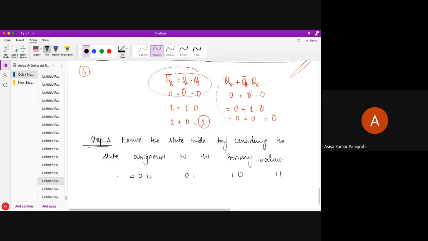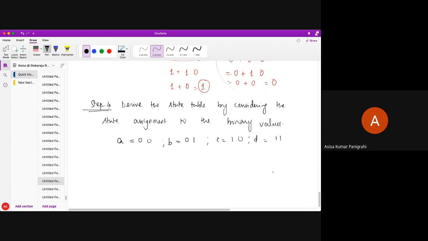For 0 0 you assign A. For 0 1 you assign B. For 1 0 you assign C. For 1 1 you assign D. So I am doing it in reverse. Initially I would have A B C D and assign 0 0, 0 1, 1 0, 1 1, but here I am going through the reverse process. Now after doing this, you have to derive the state table.